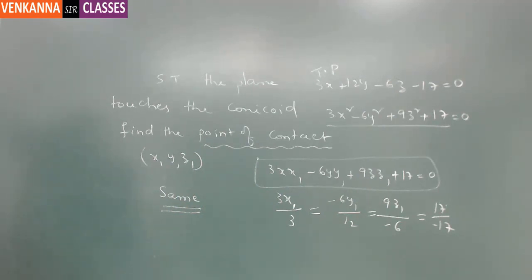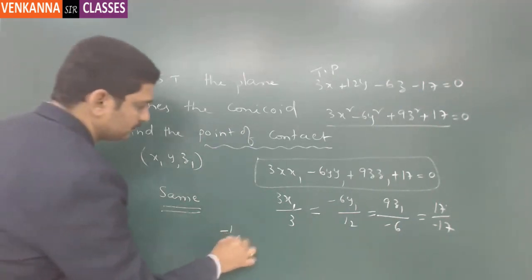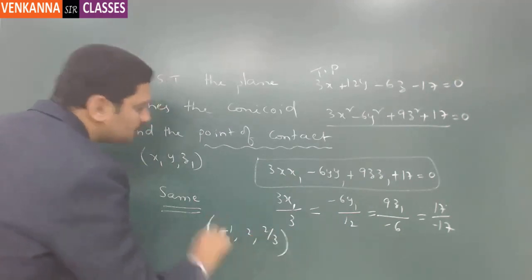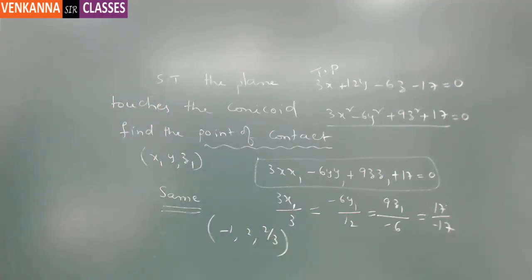Please take a note of that and give me the values of x1, y1, z1. I think it will be minus 1, 2, 2 by 3. That is the point of contact. You can do it either way. You can use the formula or you can use this technique also. Whichever is convenient, you can apply. Now we take the next model.